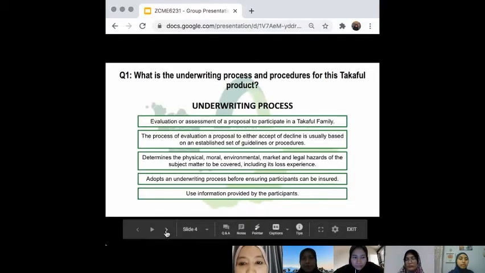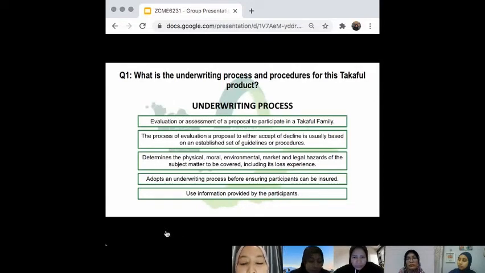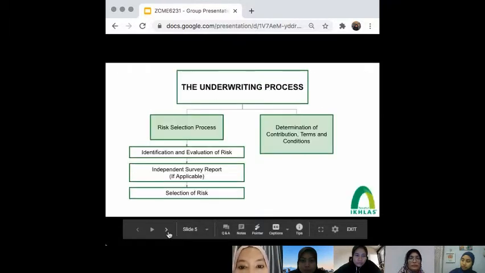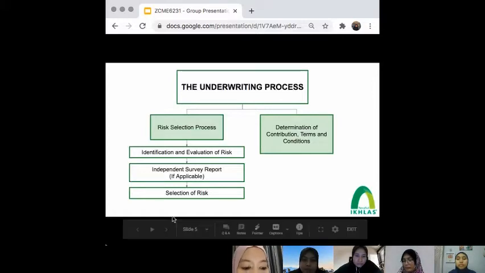So basically the Takaful operator will use all the information provided by their participant in order to carry out this operation, which is the underwriting process. Next. All right, for this second one, I would like to share with all of you the underwriting flow.